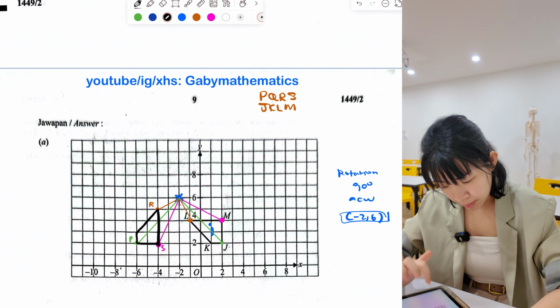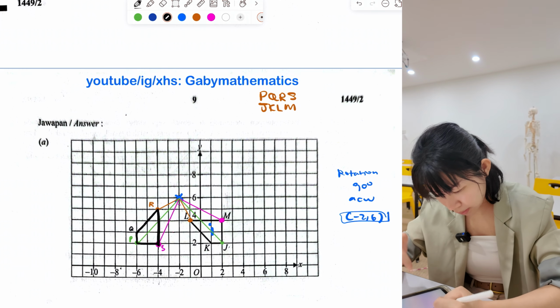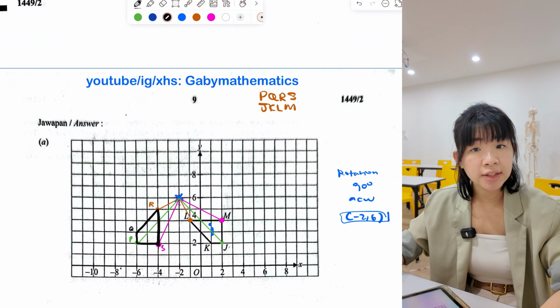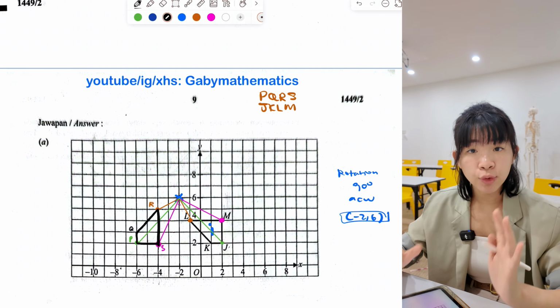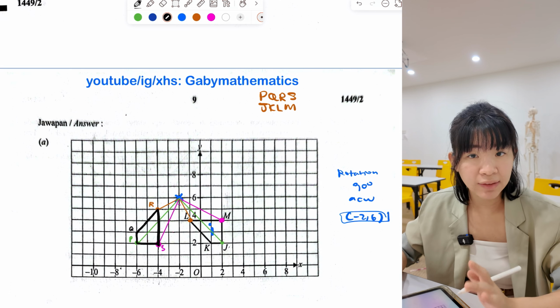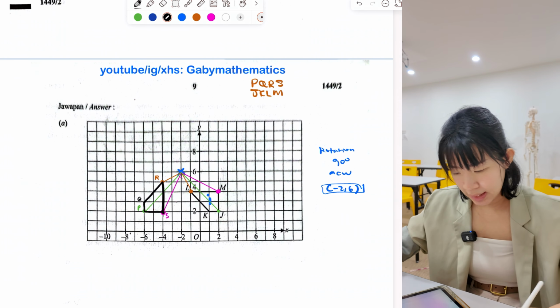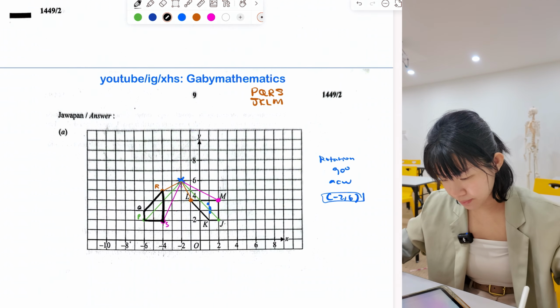So this is P, this is Q, P, Q, R, S. Yep, so this is the answer. Understand? Now, you don't have to erase all these lines. Just leave it. Okay? Let's go to part B.